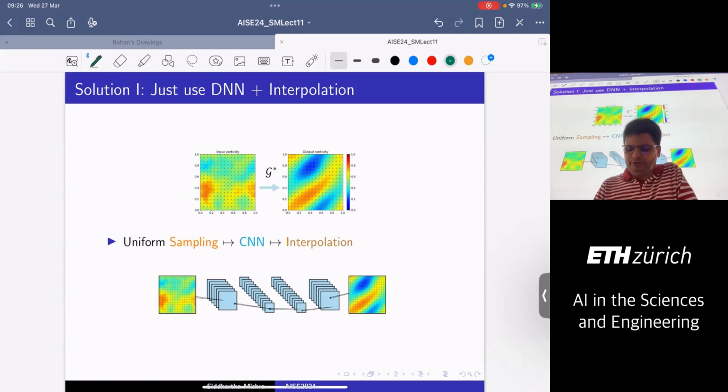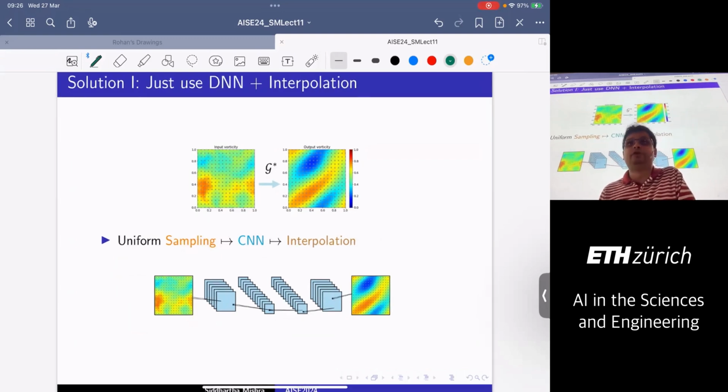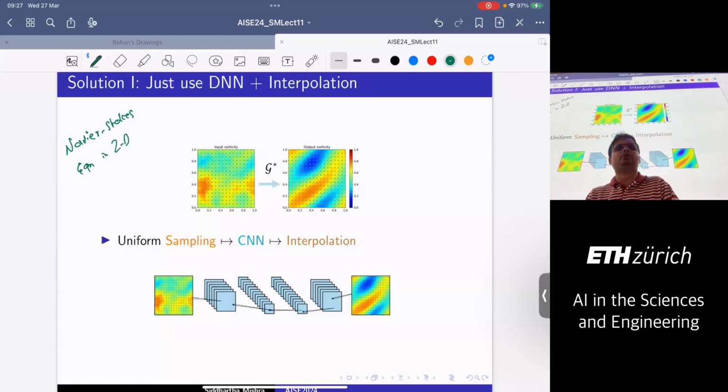So what are we seeing here? We are seeing a fluid flow. This is the incompressible Navier-Stokes equation in 2D, because most of our examples are in 2D. Things scale to 3D, but of course the computational challenge is formidable. But let's say this is in 2D, and what you're seeing here is the vorticity of the fluid. Vorticity is just the curl of the velocity. We have a velocity field, and this is the curl of the velocity.